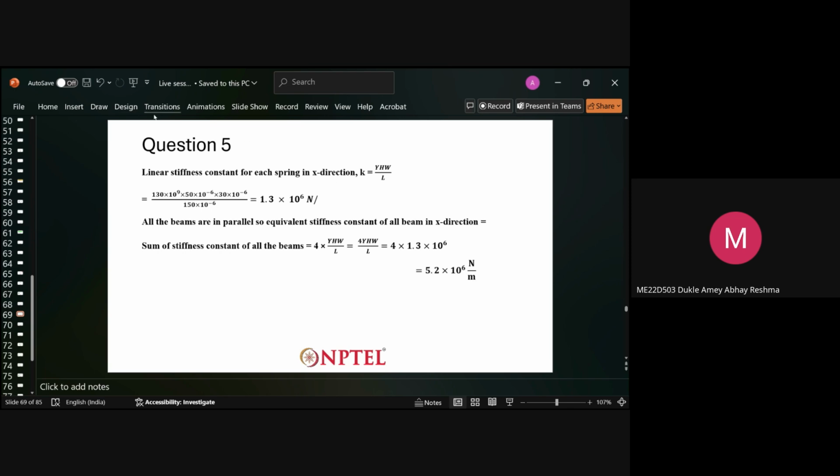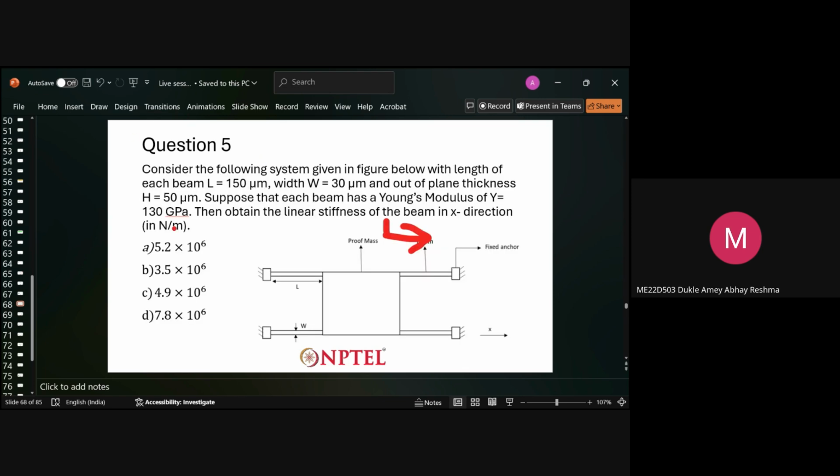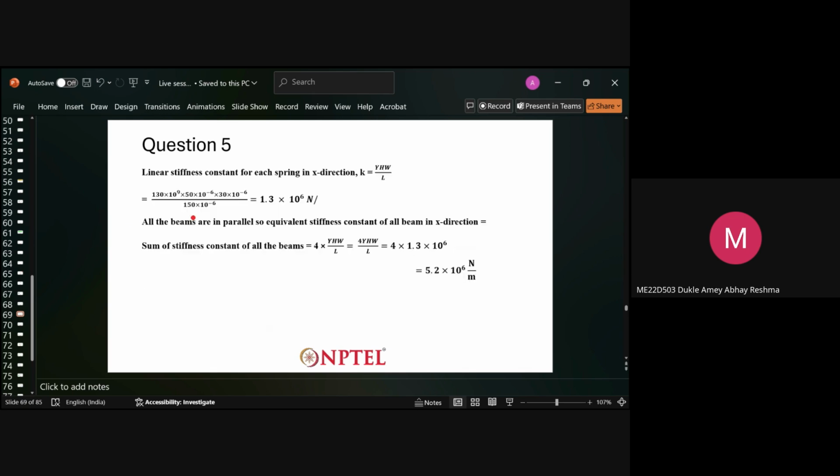So basically we are having the elasticity. It should have been elastic modulus. They have given Young's modulus here, but it is wrong. Basically they have to give elastic modulus here. So the formula they have adopted is elastic modulus into area upon length. By using that formula, we are getting the k value.